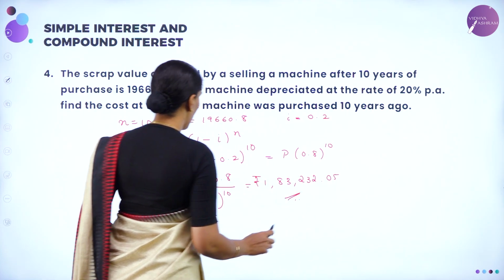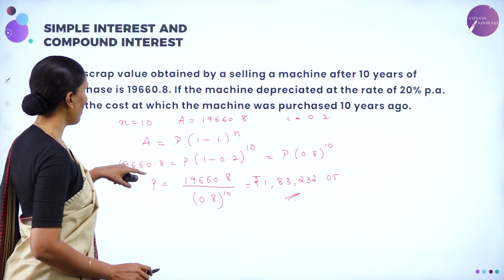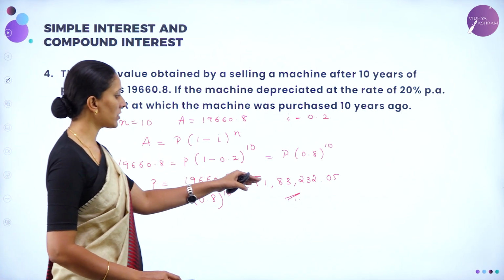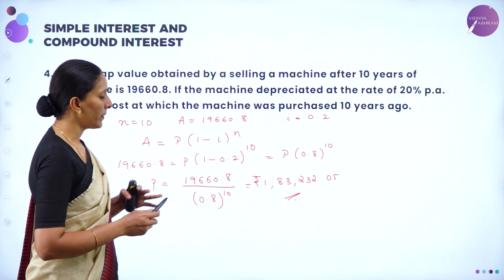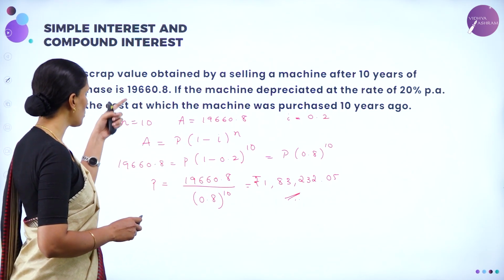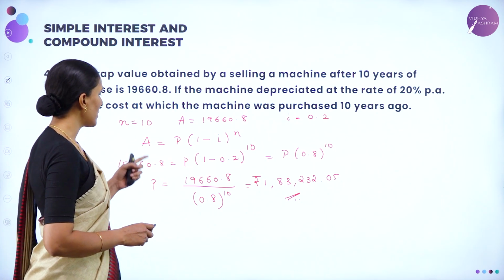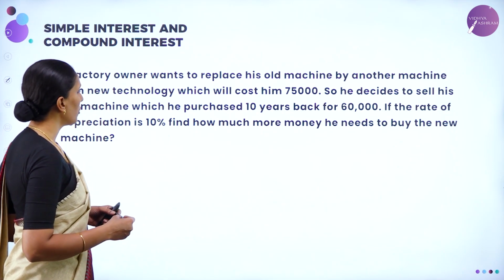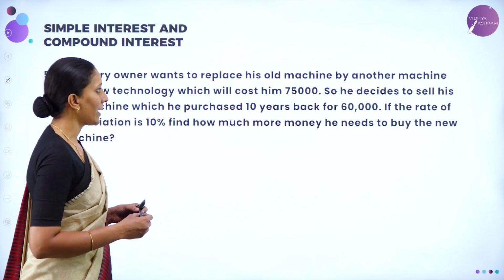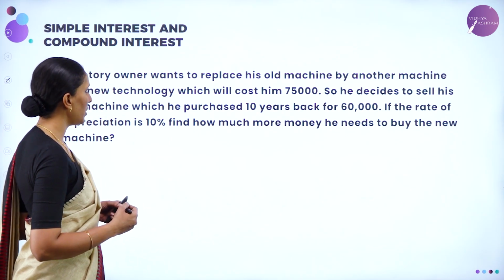That means the cost price or the initial value of the machine when it was purchased was in lakhs, but after 10 years, with the rate of depreciation 20%, the cost was reduced to 19,660.